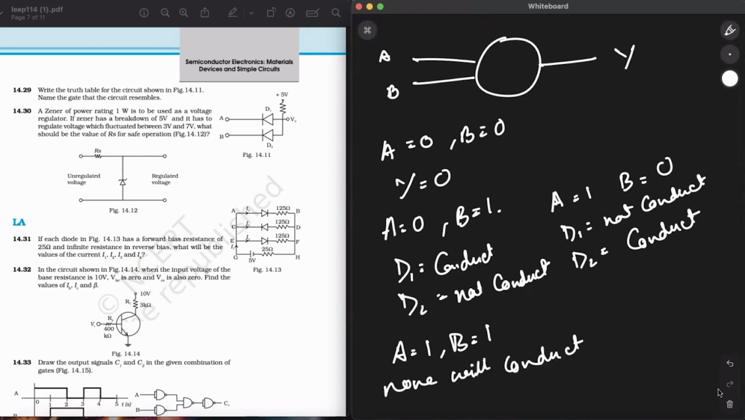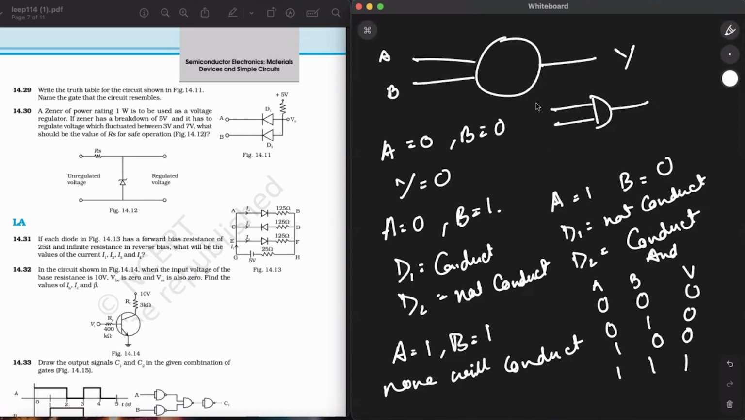Now, if I want to draw my truth table, let's write it over here. A, B, and voltage V. On 0, 0, Y was 0. On 0, 1, it was 0. On 1, 0, it was 0, and only on 1, 1 I had a voltage of 1. So what does this resemble? This does resemble the truth table for an AND gate. So if I want to write it, I can write it as: A comes, B comes, AND happens, and then we get Y. Simple.